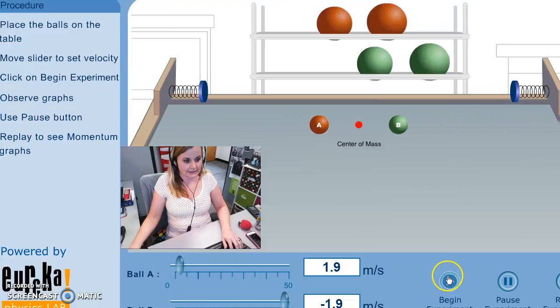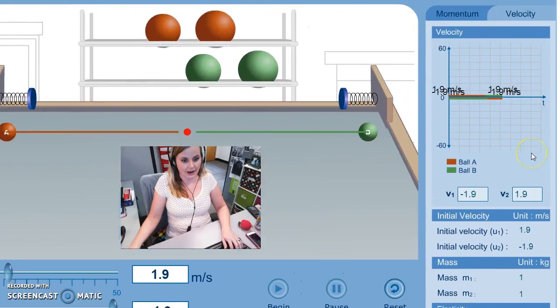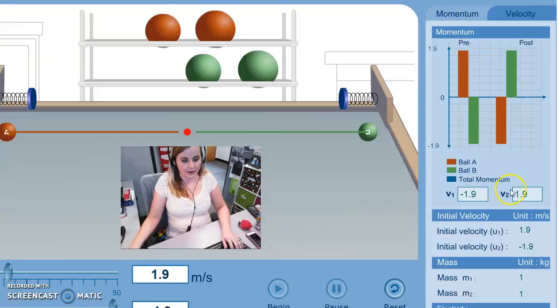So when we collide these, it shows the behavior, but what you're going to see over to the right is a graph of the velocities. You're going to see the after velocities as well. And then you're also going to see a graph of the momentum, and I think that's one of the more important pieces here. It's what you're going to use when you're answering your questions.